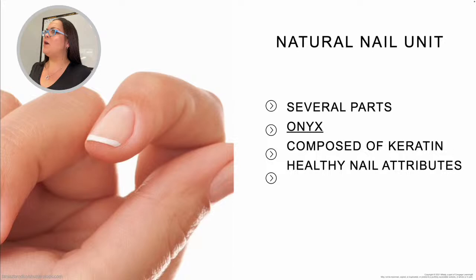Isn't there like a birthstone or something? Maybe not a birthstone, but a stone called onyx. Isn't it like a black stone, right? What I get from that is a stone, something that's hard, okay? So the nail itself is hard, and it's composed of several different proteins, but the main one is keratin. Where else do we hear about keratin? Hair. Where else? Yep, skin. That's right. So hair, skin, and nails.